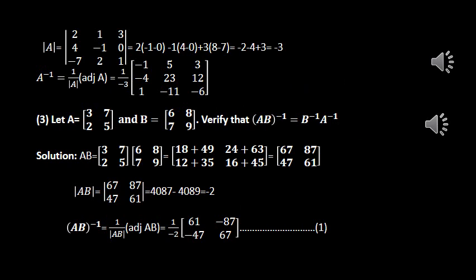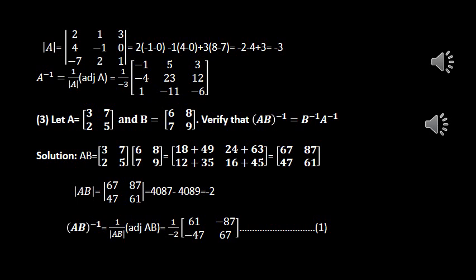Then we apply the formula: A inverse is equal to 1 by determinant A into adjoint A. Here determinant A is negative 3. So 1 by negative 3 into the adjoint matrix. That is the way we get A inverse, A raised to minus 1. So the A inverse formula is 1 by determinant A into adjoint A. Here one thing is to be noted down: determinant A should not be equal to 0. If it is 0, we cannot find the inverse, or the inverse doesn't exist.